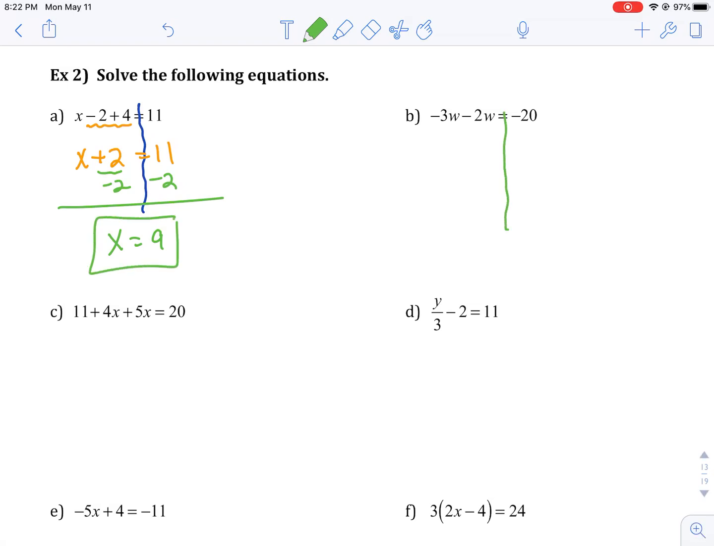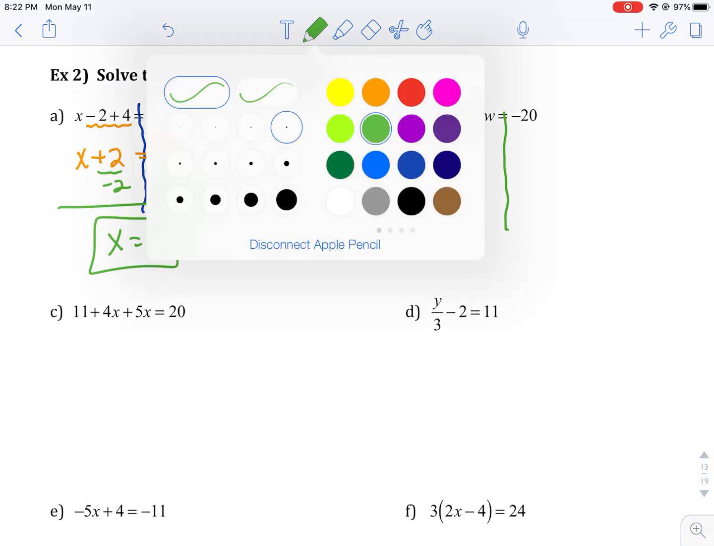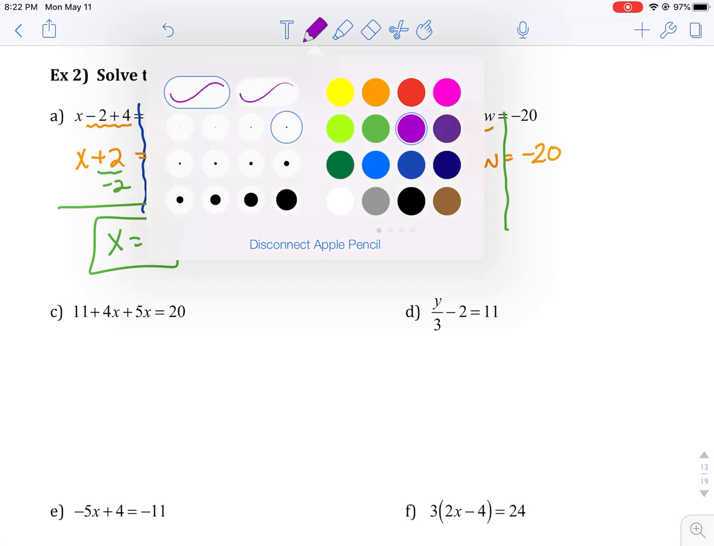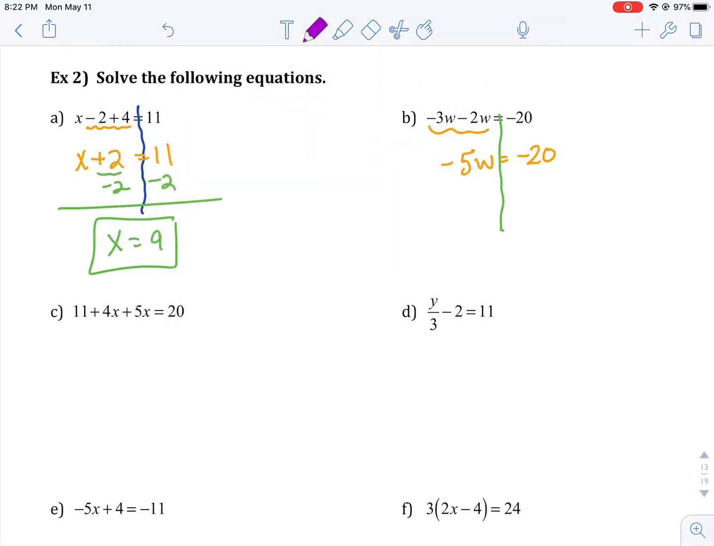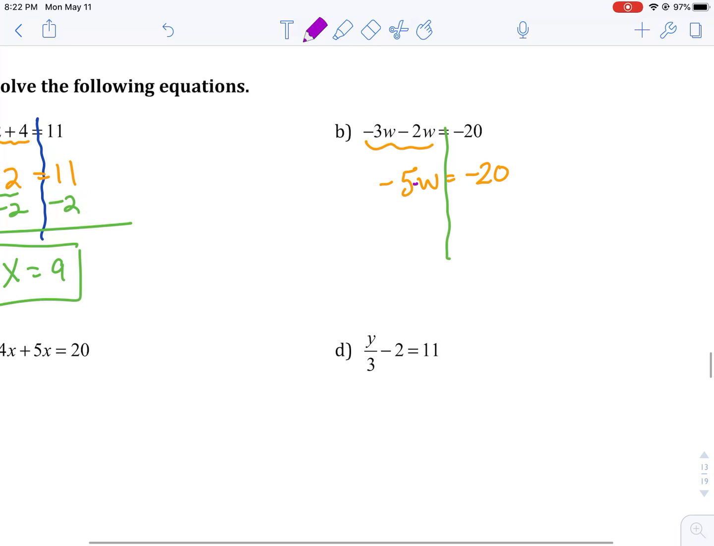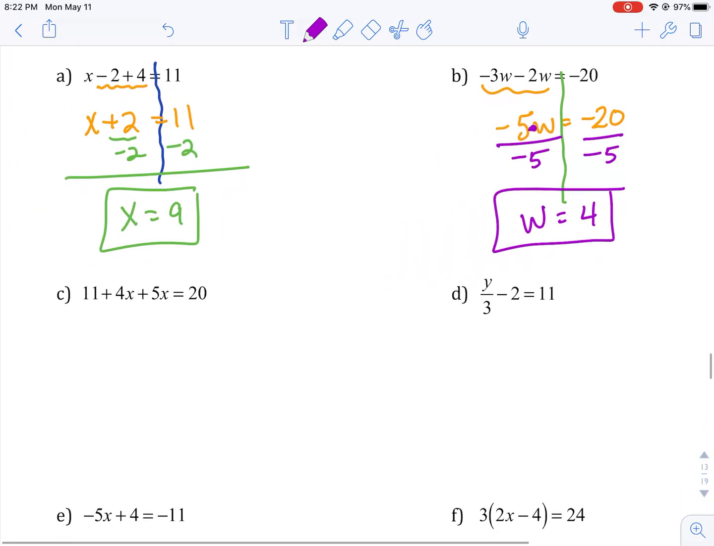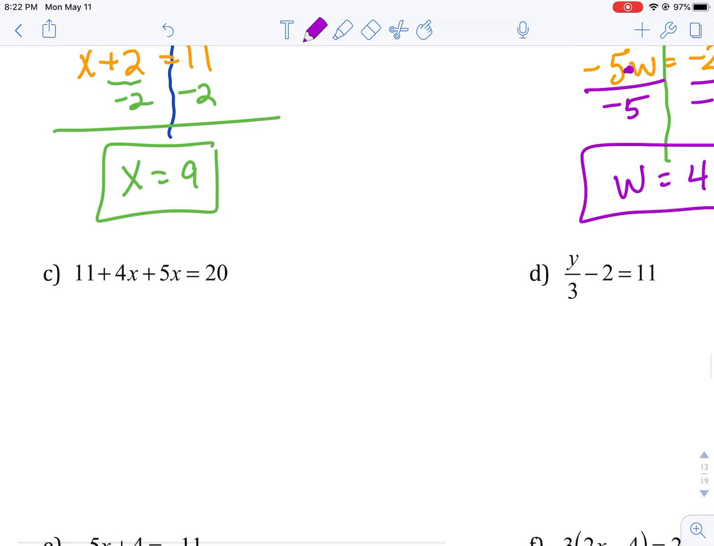All right, so again, if you want to draw that little line there, if you take a look at the left side, notice we've got two like terms there. So negative 3w and negative 2w gives us negative 5w, and that's equal to negative 20. To get w alone, we've got to do the opposite or the inverse. This is a multiplication sign in between them. It's negative 5 times w, so I have to do the opposite, and I've got to divide by negative 5. So I get w equals positive 4. And again, most of you are pretty good at solving equations. We just have to combine like terms first.